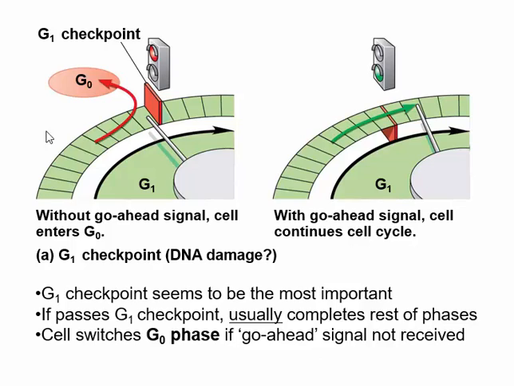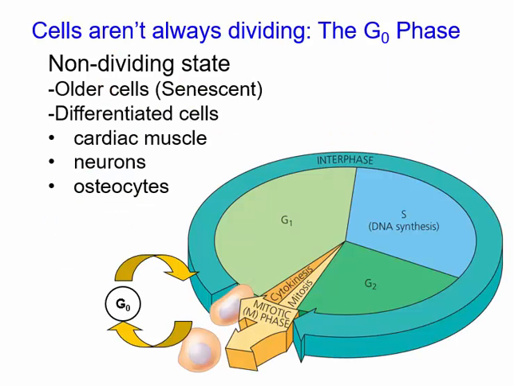All right, so some cells will shunt to this G0 phase just as a normal part of their function. So cells aren't always dividing. Some, like say your skin cells, are constantly being replaced. So those are regularly undergoing cell division.